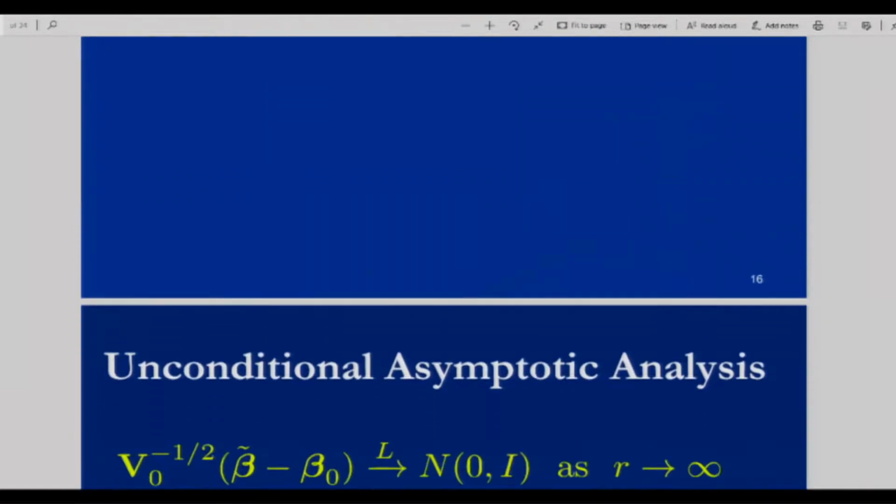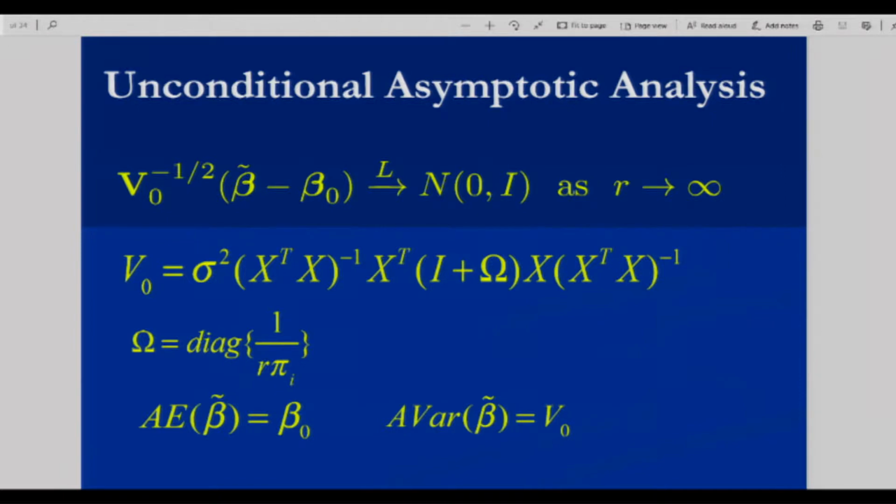So what we did is the following. The first thing is so-called unconditional asymptotic analysis. Essentially, under two regularity conditions, which I didn't present here but are really minimal: the design matrix needs to satisfy a certain moment condition, and the sampling probabilities cannot be zero, as long as they are not too small. Then we show this leveraging estimate asymptotically converges to the underlying true parameter beta 0 with a certain covariance structure.